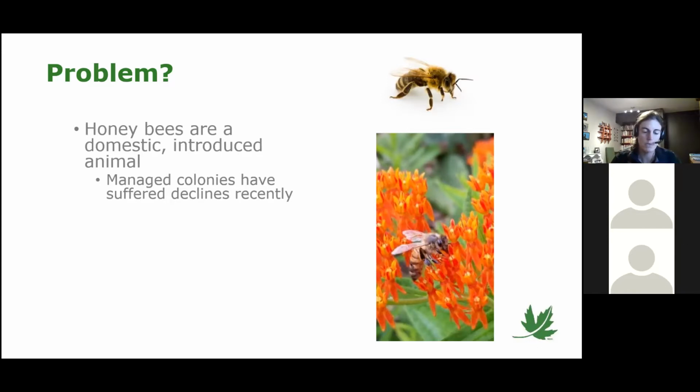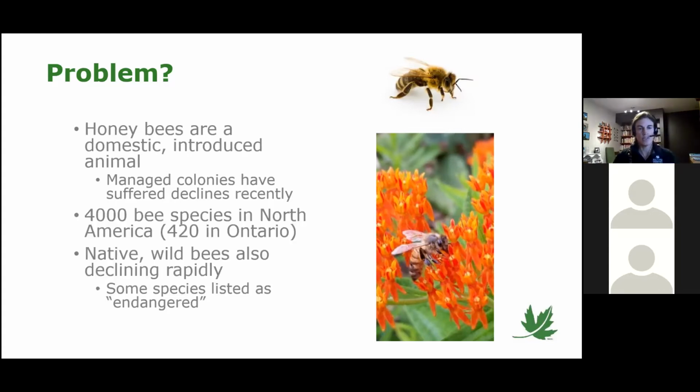But it's worth remembering that here in North America, honeybees are a domestic introduced animal. And managed colonies of this domestic animal have in fact suffered really serious declines recently, and that is really worrisome. However, as a conservation biologist, and arguably also as somebody that eats food, I'm a lot more concerned about the native bee species and other pollinators here in North America that are also declining rapidly.